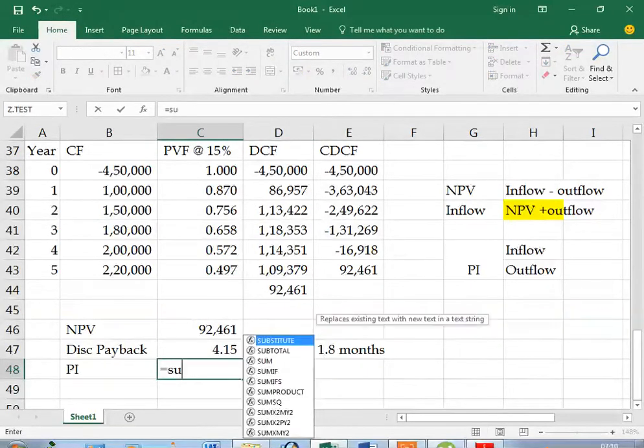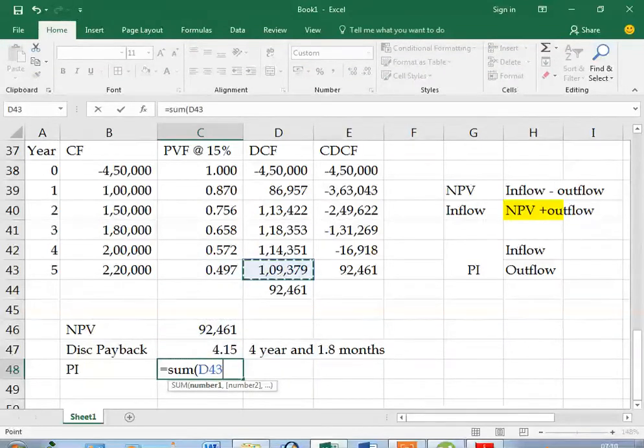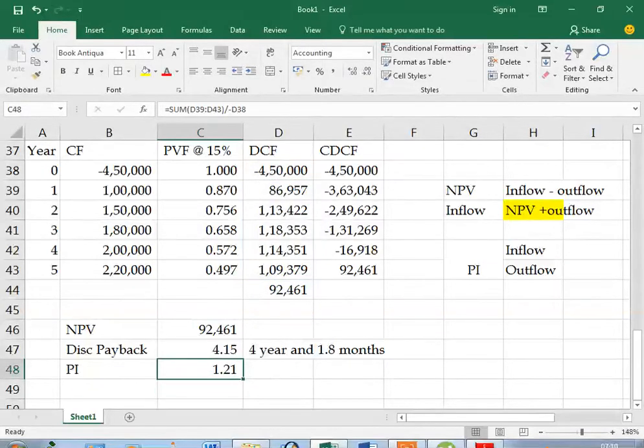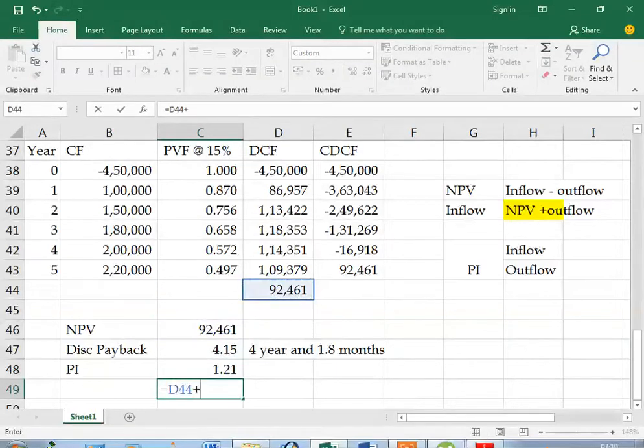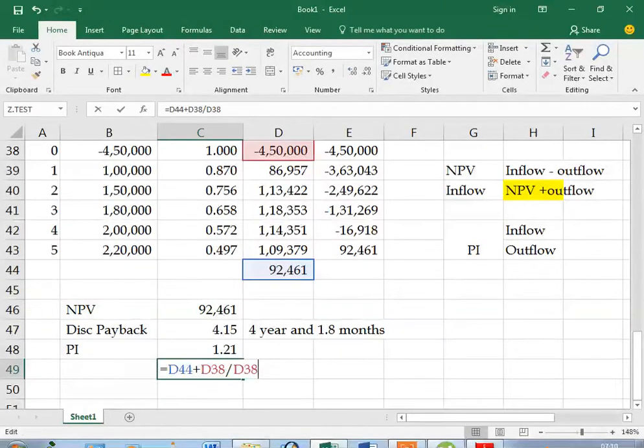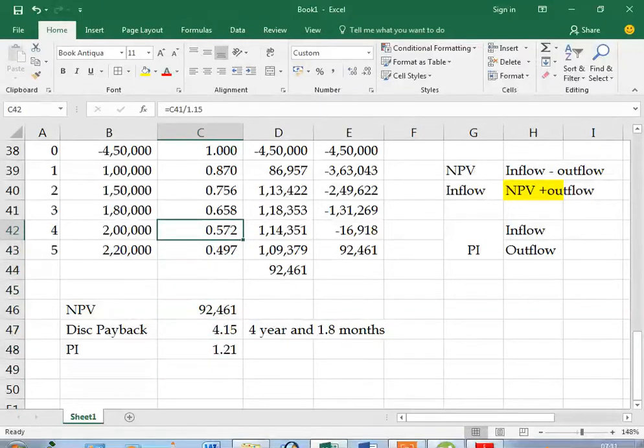So I'm going to add all inflow, sum. These are my inflows divided by this, my outflow. That is 1.21 times, or I could have done it as 92,461 plus 4,50,000 divided by 4,50,000, which is 1.21. So whatever way I do, that is fine. Clear? Any doubts in this? I have done it for model A. You copy this and then do it for model B.